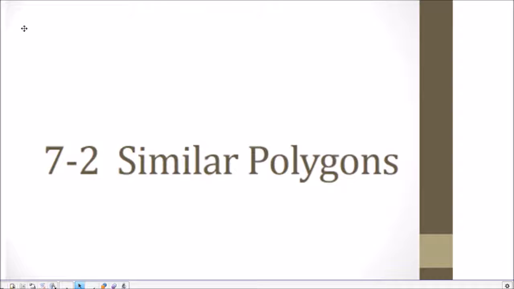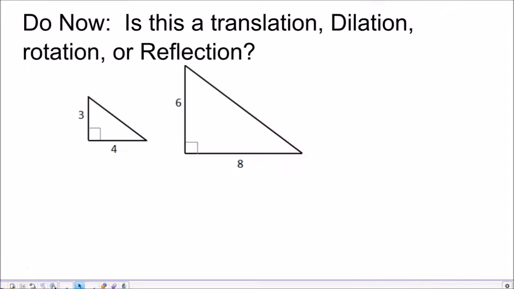Let's get to it. Let's talk about a little bit of background knowledge before we get started, with a little bit of a do now. Okay, go ahead and read it. Is it a translation, dilation, rotation, or reflection? We're going to rely on what we learned in our previous unit to help us make sense of this unit. So pause for a second and try to answer that question for yourself. Which one is it? Okay, I hope that you can see that this is going to be a dilation.